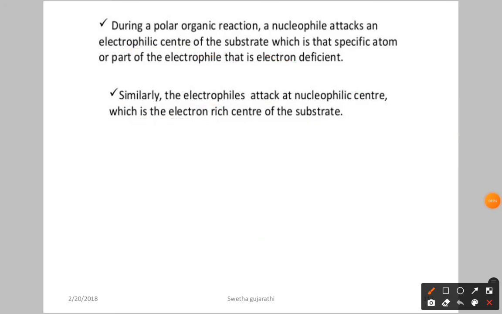So you should be very careful in the question. Are they asking electrophile, nucleophile, electrophilic center or nucleophilic center? The electrophilic center and nucleophilic center we are searching for in the substrate. In electrophile and nucleophile, you have to focus on the reagent.